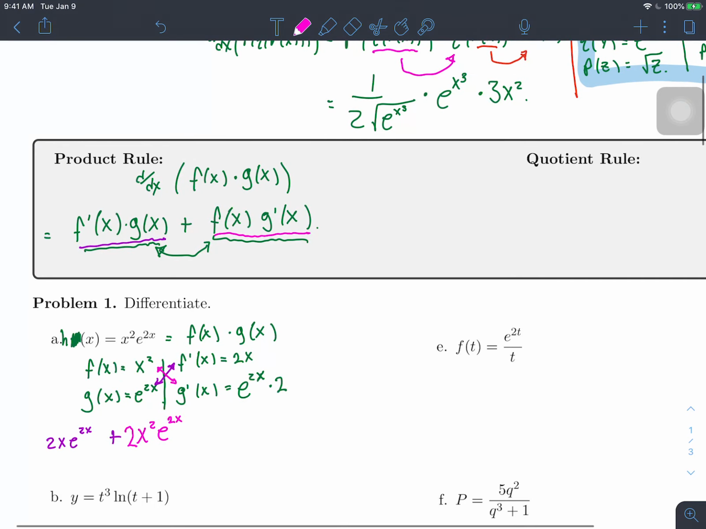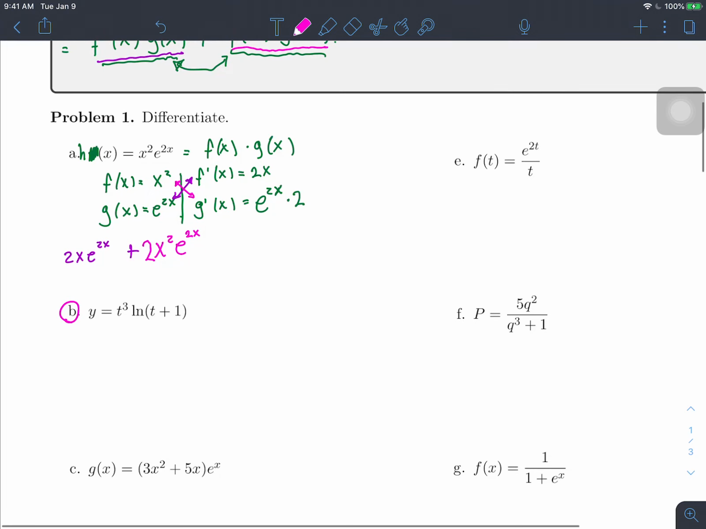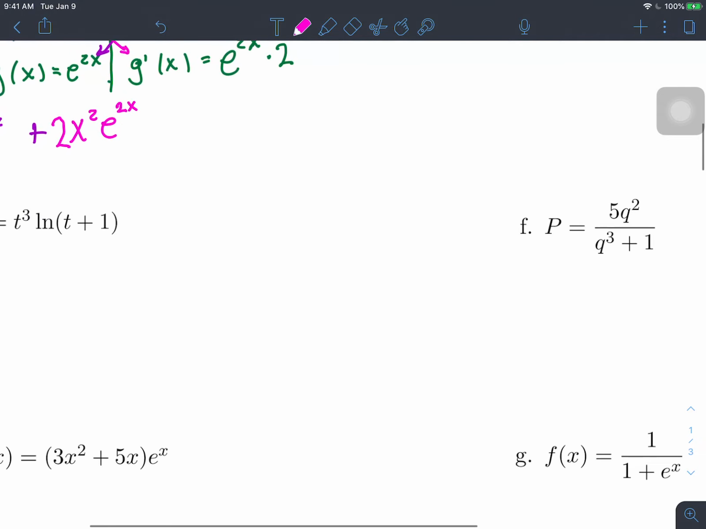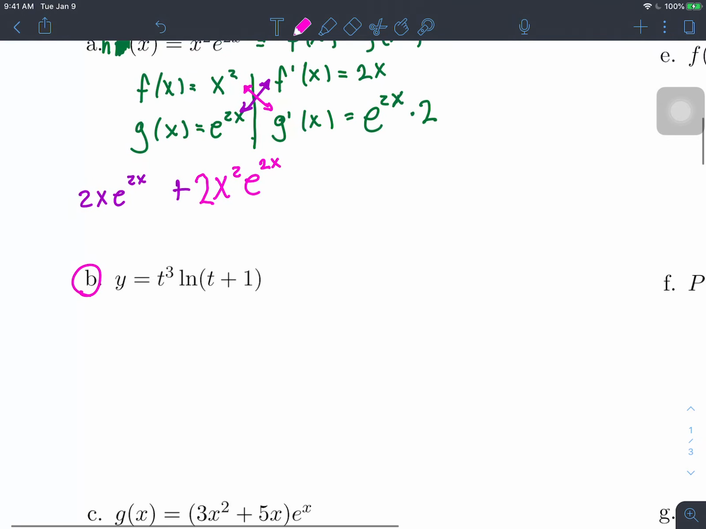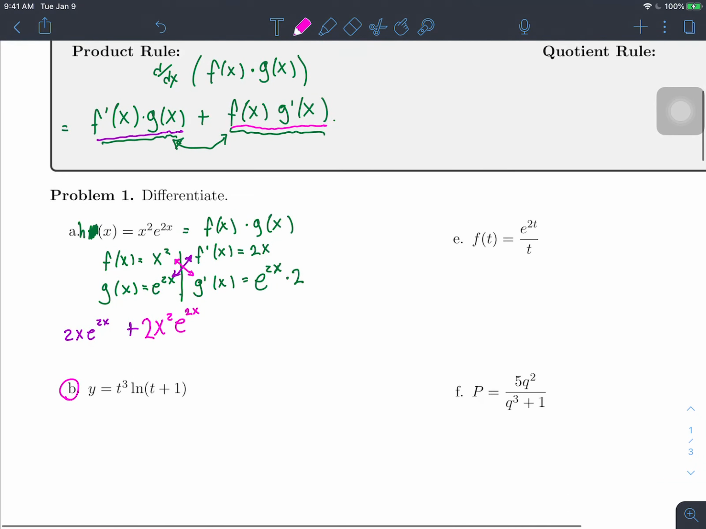Okay, let's have everybody try part B. We'll work on part B on our own. We'll take about 2 or 3 minutes, and then we'll go through this problem together. Do you guys want the rule to be on the screen? How's that?